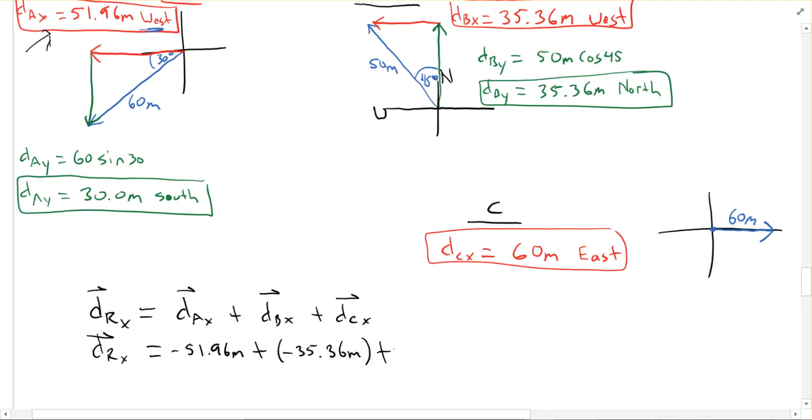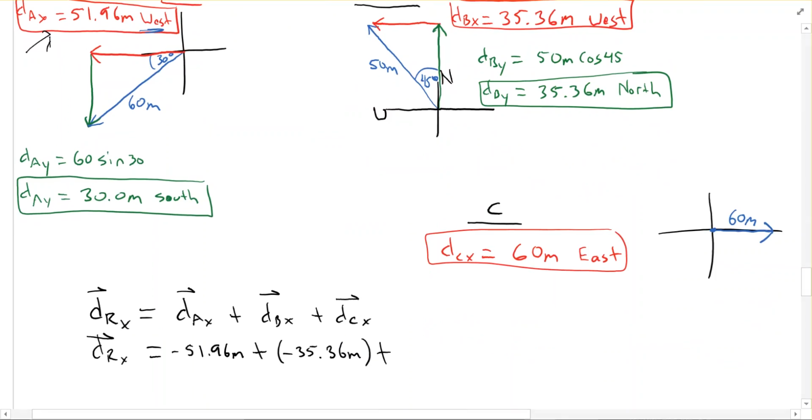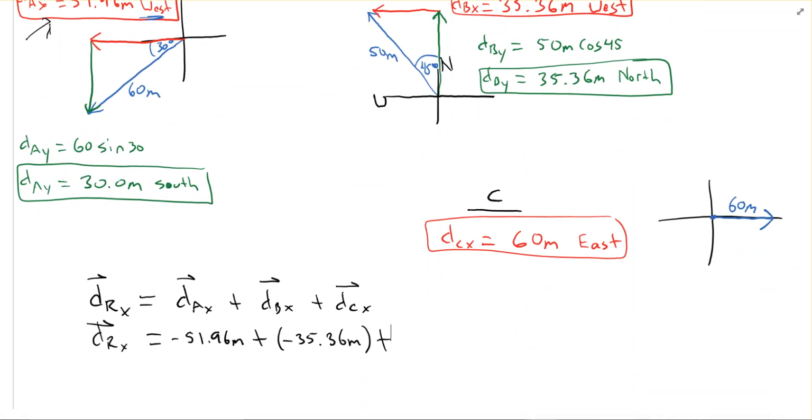And then plus. You can kind of tell that this is really subtracting, right? I'm just doing this to stick with our formula. Hopefully you get what I mean there. And then the last x value is going to be c, and that's all east. It's positive, so that's going to be plus 60 meters east.